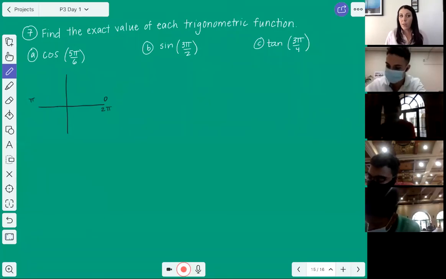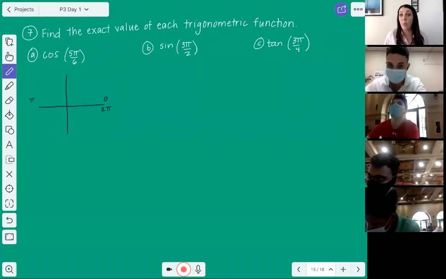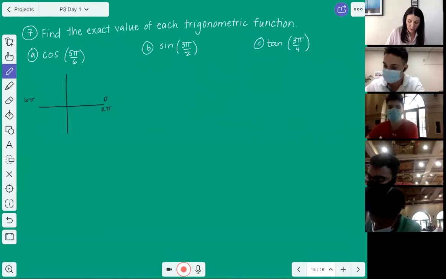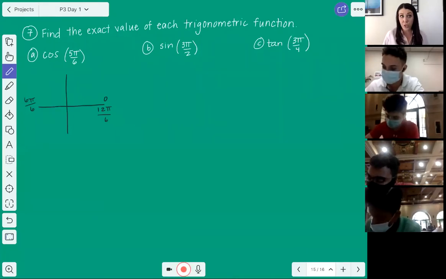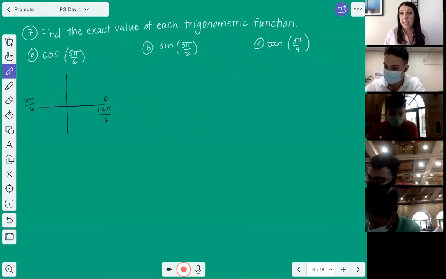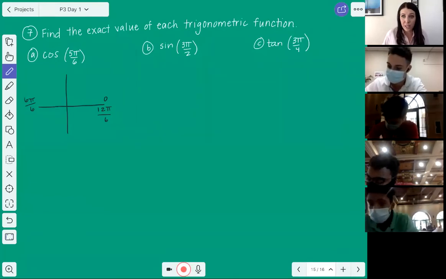I labeled just the x-axis 0, pi, and 2 pi. Now, since what I'm looking for is 5 pi over 6, I then changed these. So 0 stays 0, pi becomes 6 pi over 6, and 2 pi becomes 12 pi over 6. So my question is, which are we closest to? Well, we're clearly closest to 6 pi over 6, and I would be 1 pi over 6 away.